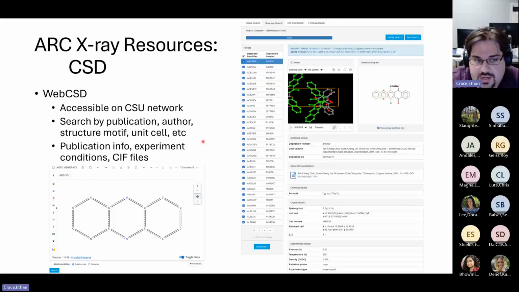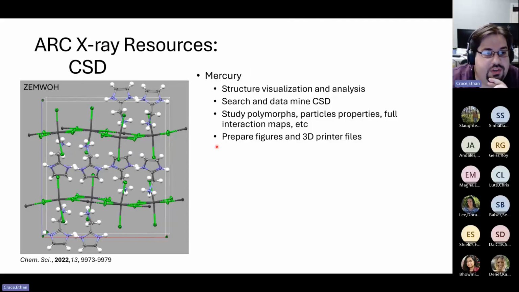So you can search the database using a publication that you know of, authors you're interested in. You have a search where you can put in a specific structural motif you want to look for. And it'll return every entry that vaguely matches the parameters that you put in. And then you can also download all of these crystallographic info files, or CIFs, so that you can examine them using whatever software you prefer.